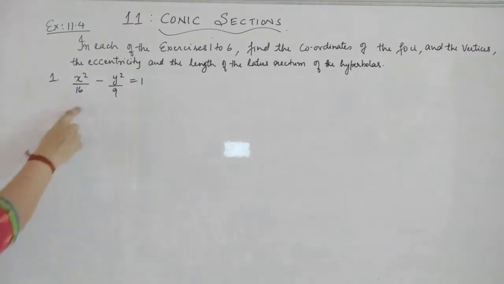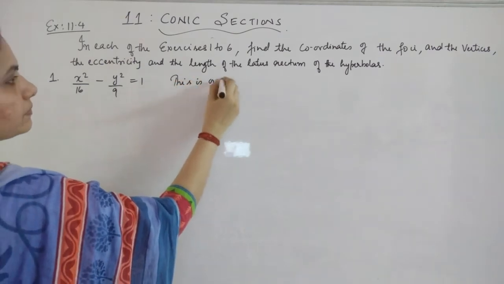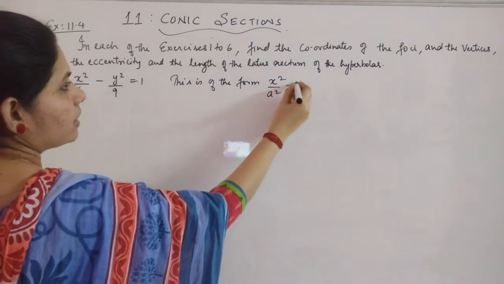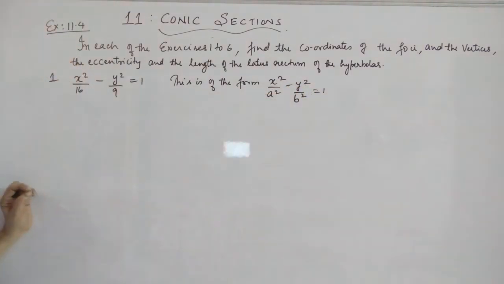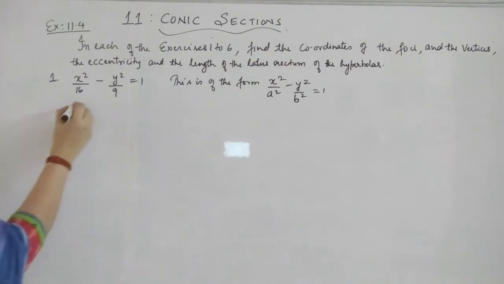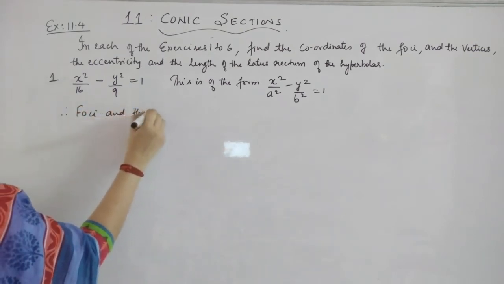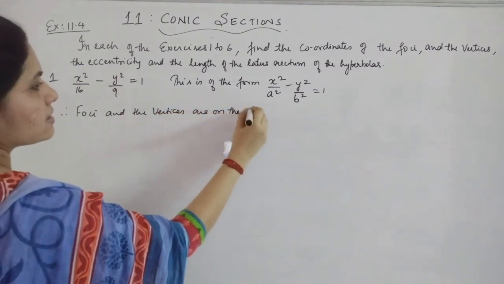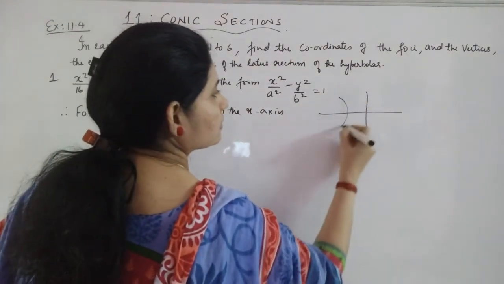Now you can compare this equation with the form x square by a square minus y square by b square equal to 1. That means you can say that the transverse axis is on the x-axis, or the foci and the vertices are on the x-axis. That is, this is of the form like this, right?